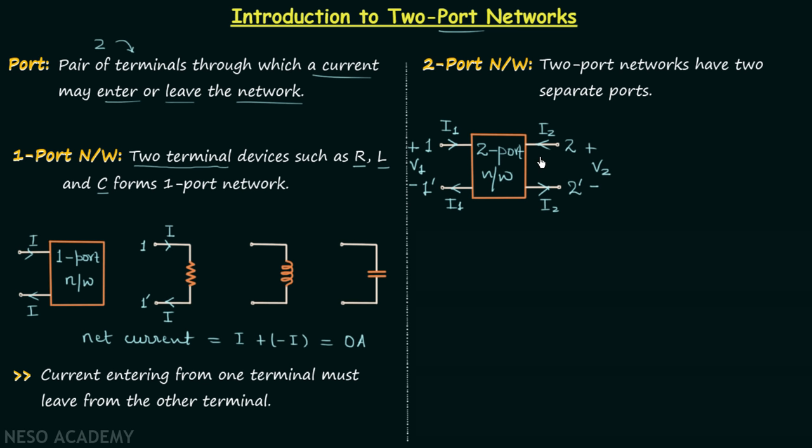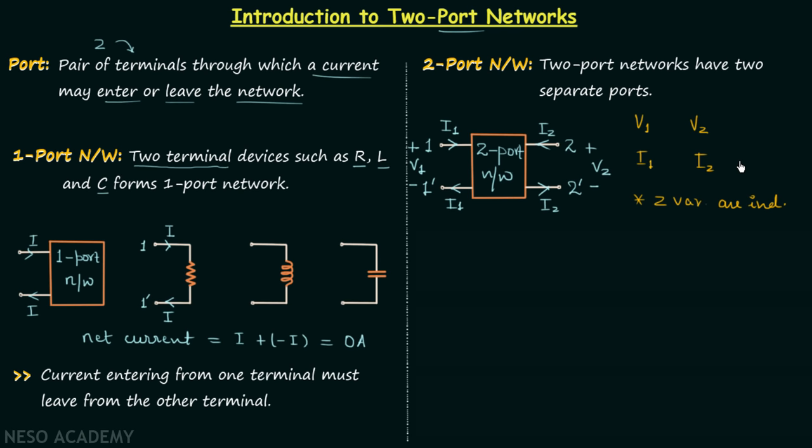Now, when you focus on the input port, you will find we have two variables, V1 and I1. And when you focus on the output port, you will find we have two variables, V2 and I2. So in total, we have four variables, and out of these four variables, only two variables are independent, and the remaining two will depend on the two independent variables. In the coming lectures, we will discuss these things in great detail.